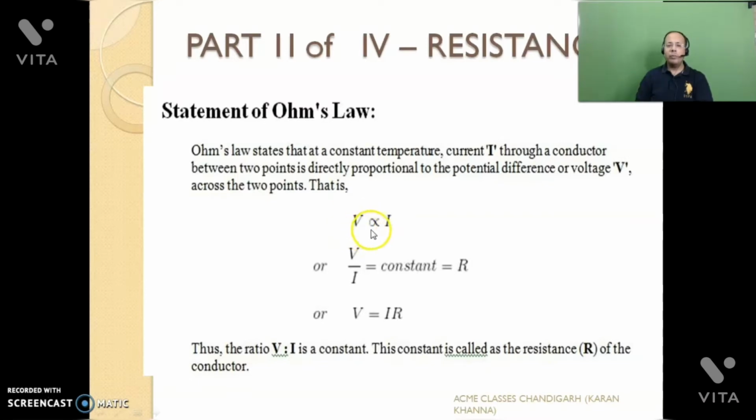Now if V is proportional to I, we can write V upon I, and if we have to put equality instead of proportionality, we have to put a constant. Now as per Ohm's law, this constant is nothing but R, in other words resistance. So as per Ohm's law, V is equal to I into R, and V upon I is a constant ratio. It never changes for a specific conductor because R is a constant. Now what is the concept of R? Let us understand in greater detail in this video and the next.